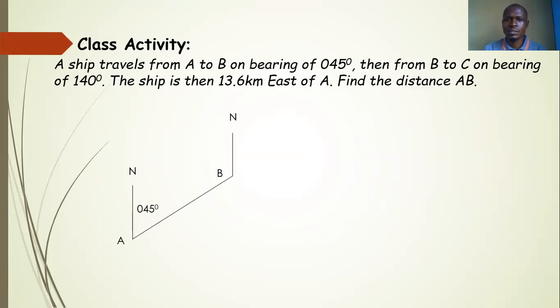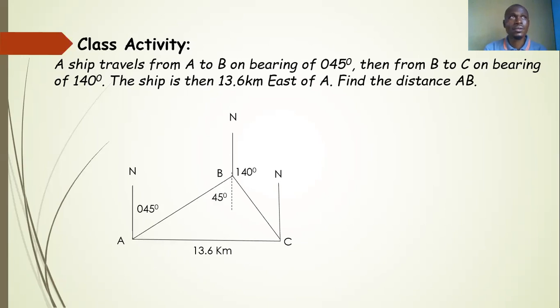And getting to B, you have the north pole of B, 140 to C. And C is due east of A. Can you see that? And you have that AC is 13.6 kilometers. So we want to find the distance AB.